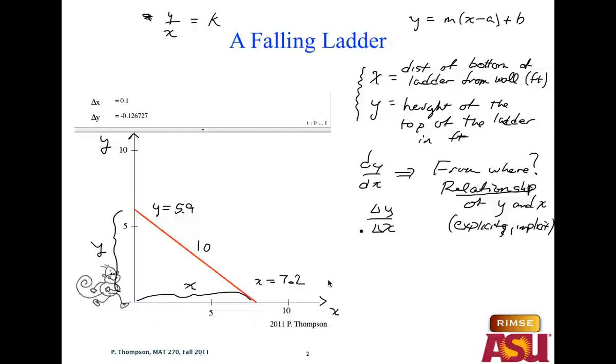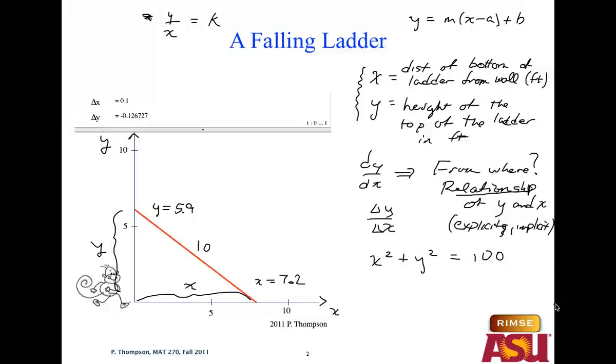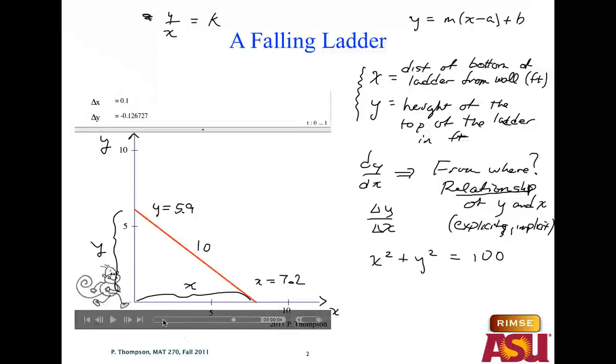Yeah, what is it, Kevin? X squared plus y squared equals 10 squared, so 100. Isn't that the relationship between x and y in this situation? What if we change x and y? Does that relationship hold? It has to hold as x and y change, right? We need it to be true no matter what x and y are. So does that hold? Yeah, because the ladder is always 10 feet, so your hypotenuse is always 10.